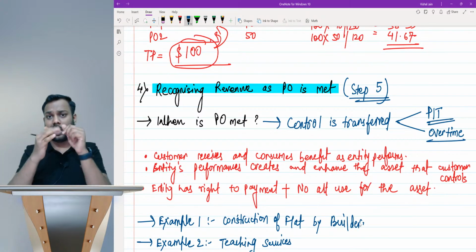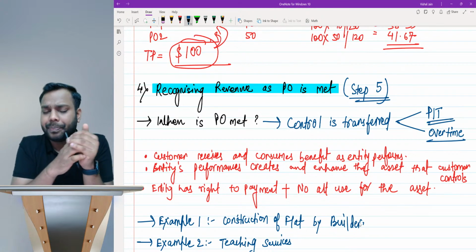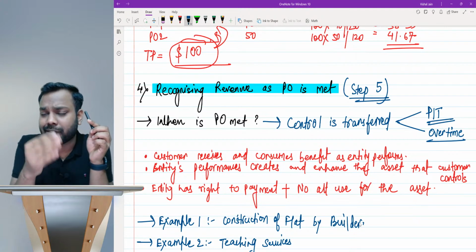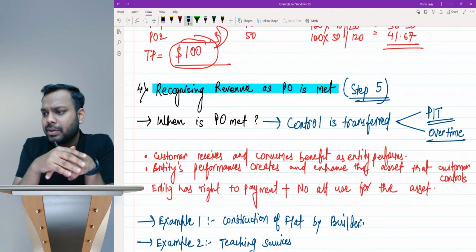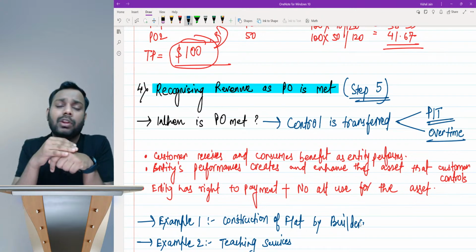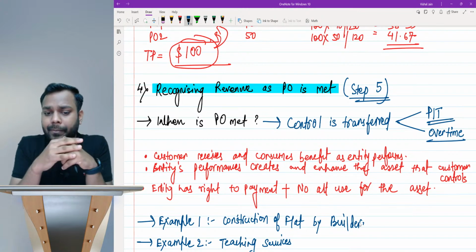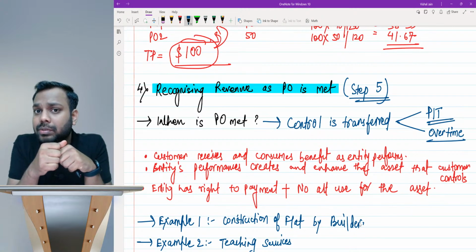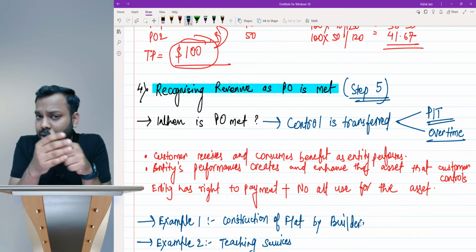Let's suppose you as a customer have paid the advance booking amount for purchasing a flat. Now tell me, as the entity starts constructing the building, will you receive any benefit? No, you will not receive any benefit. As the entity is constructing the building, are you controlling that building, or is something getting enhanced for you specifically? No.